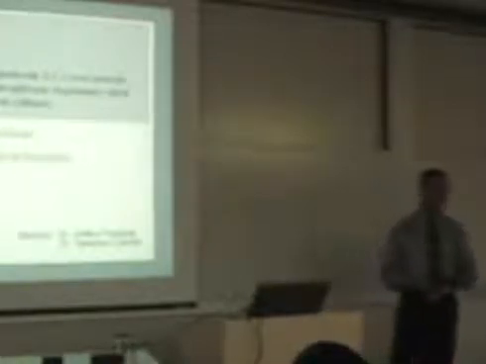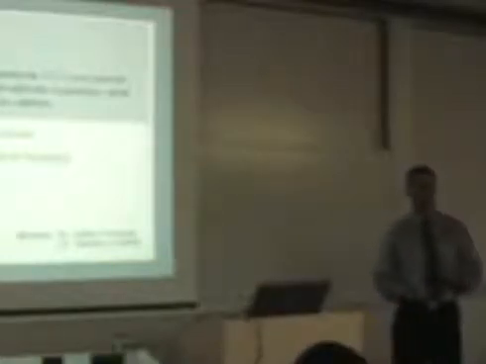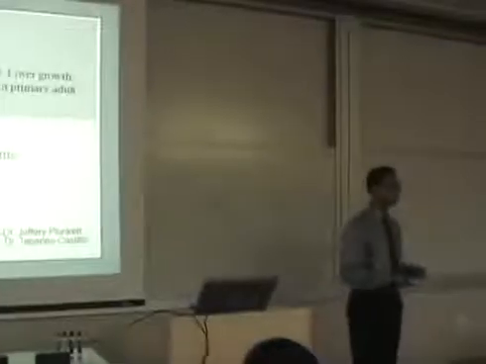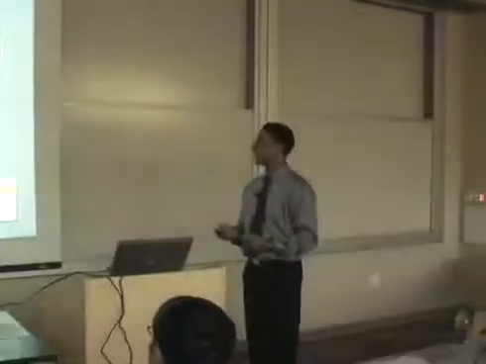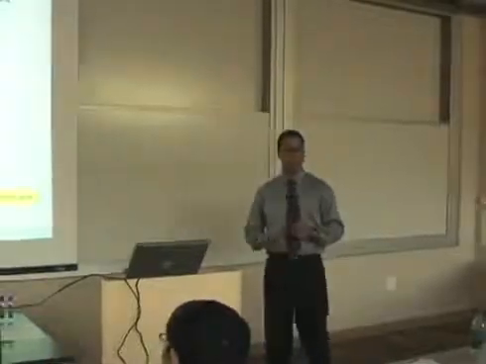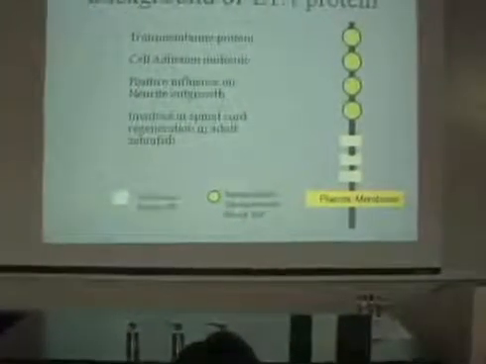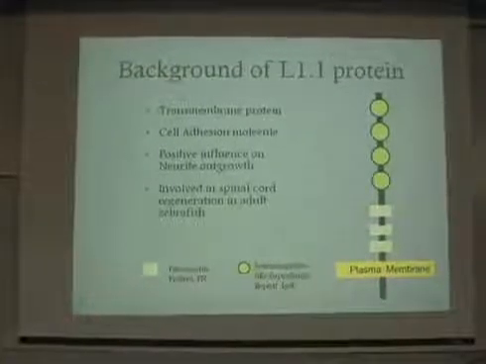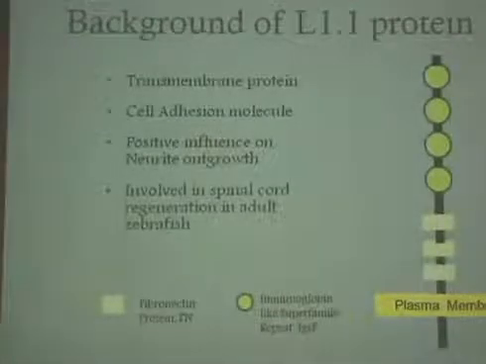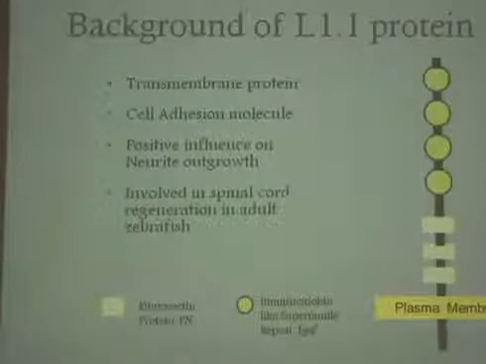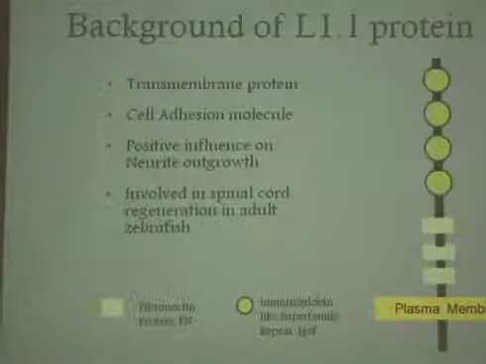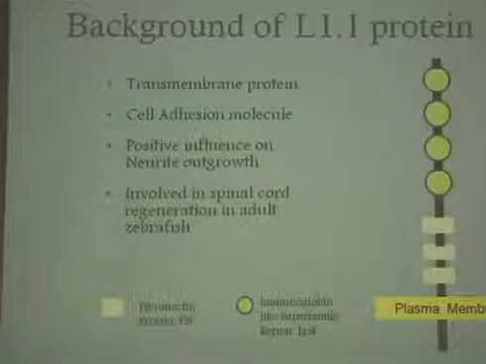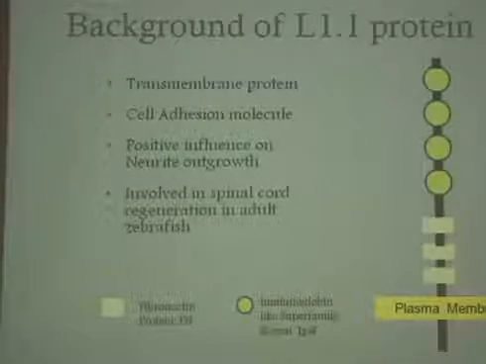So to give you a little background so you have a better understanding of the L1.1, which from now on I will refer to as the L1. The L1 is a transmembrane protein. As you know, all eukaryote cells have a plasma membrane, and the plasma membrane allows the separation of the extracellular fluid from the machinery of the cell. So this transmembrane protein, which goes transversely across the plasma membrane, allows cell adhesion.